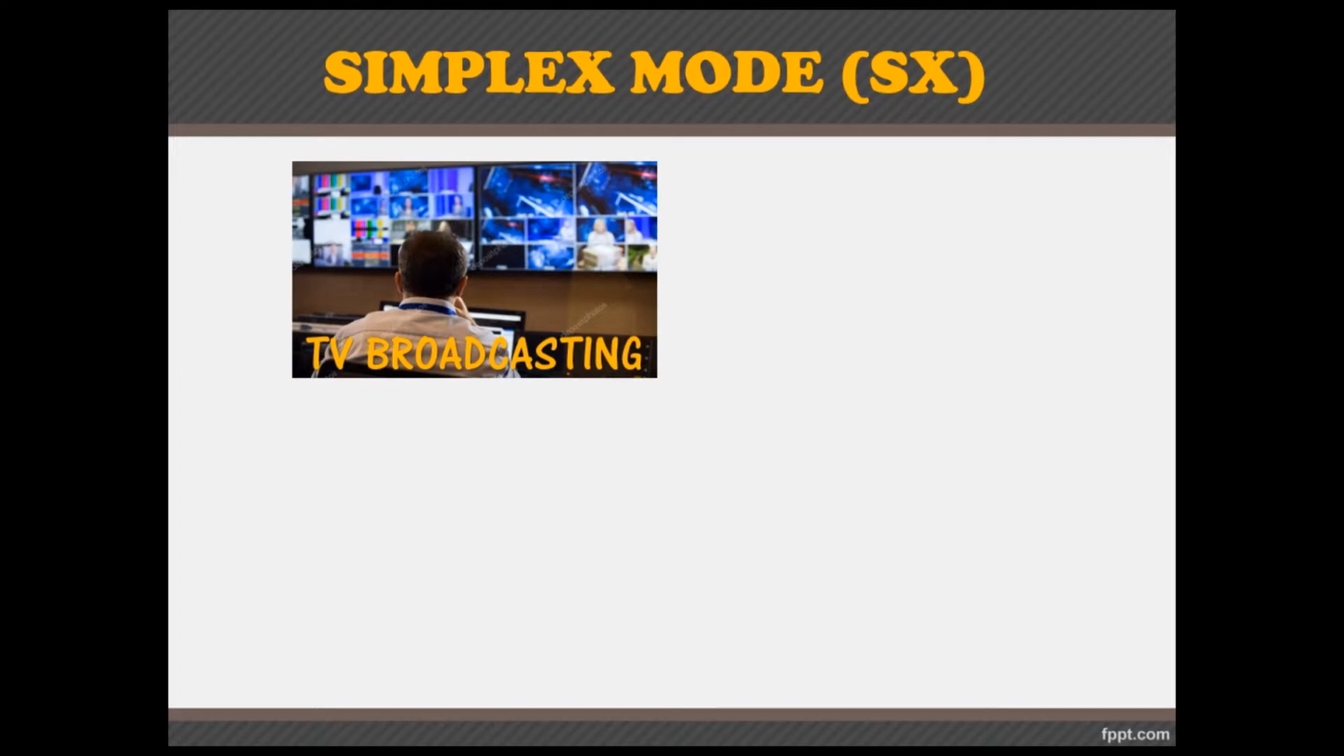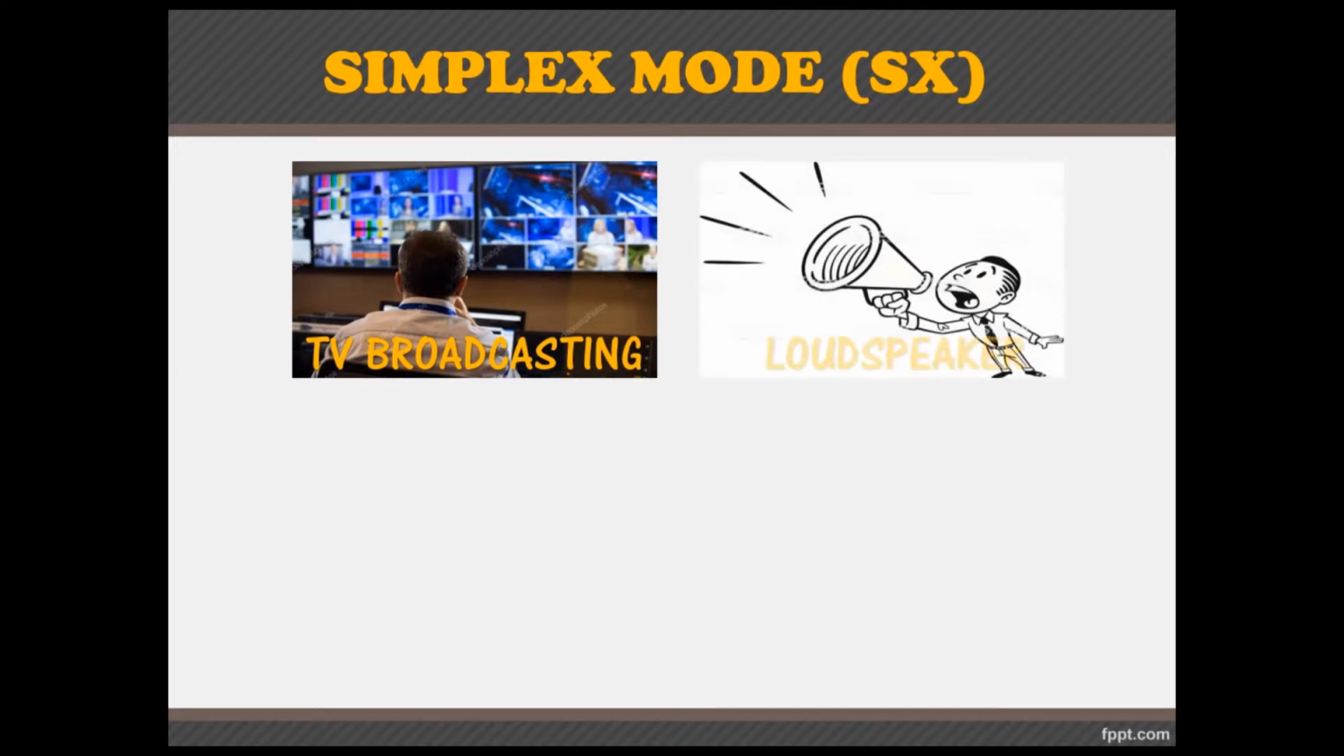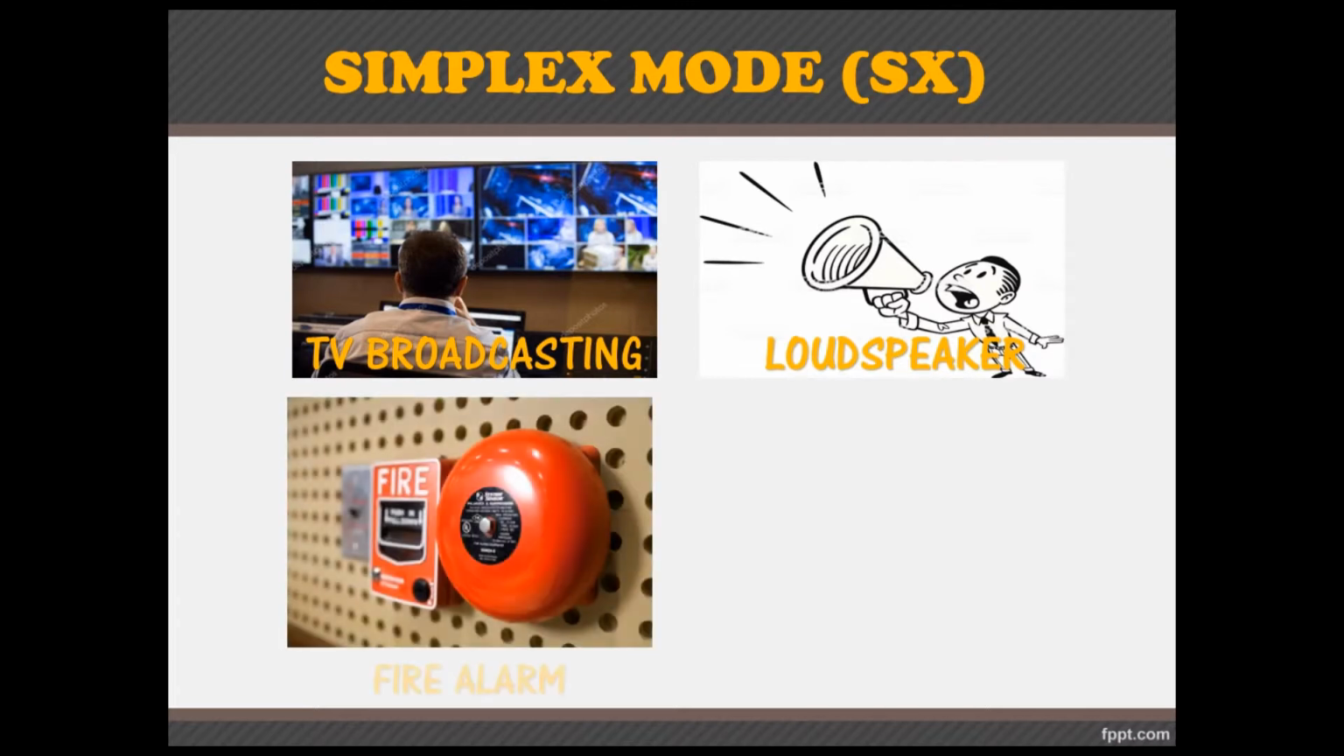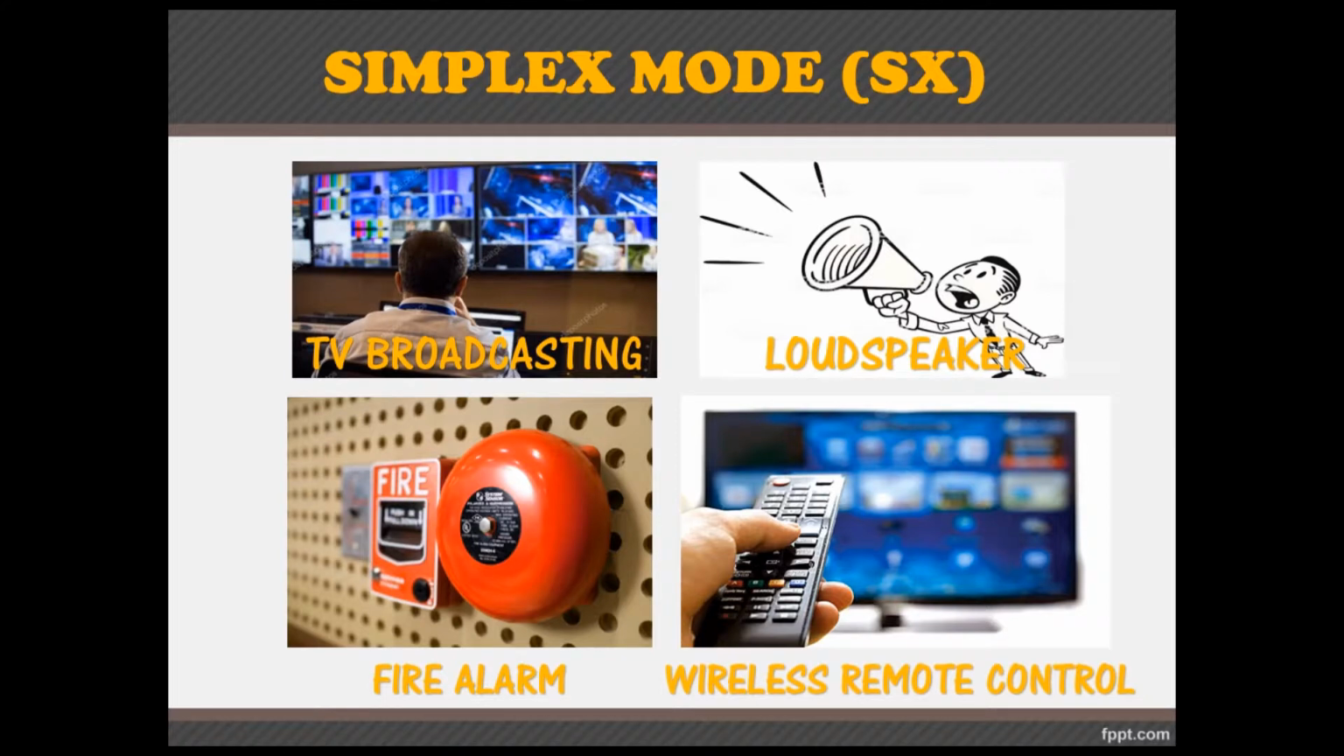A television broadcast is an example of a simplex transmission. Another example of simplex transmission is a loudspeaker system. An announcer speaks into a microphone and his or her voice is sent through an amplifier and then to all the speakers. Fire alarm and wireless remote control work the same way also.